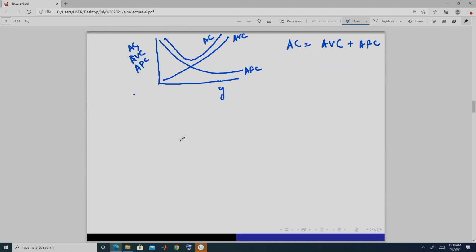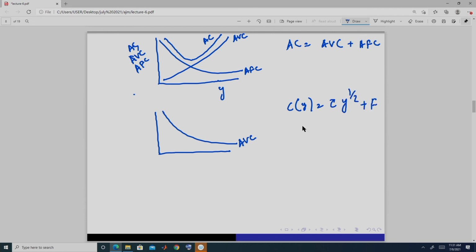Now, another form of this is going to be of this nature. Suppose the average variable cost is of this nature. When do we get this? One example can be this. Here average variable cost is this. So, this means that as y increases, AVC goes down. Now, when do we get such a case?